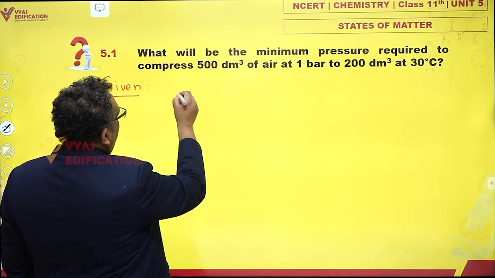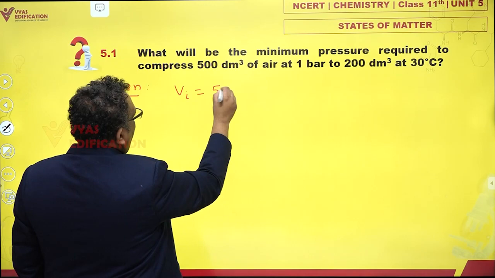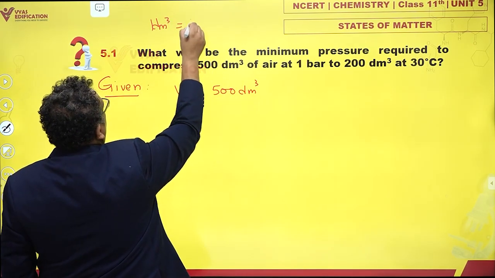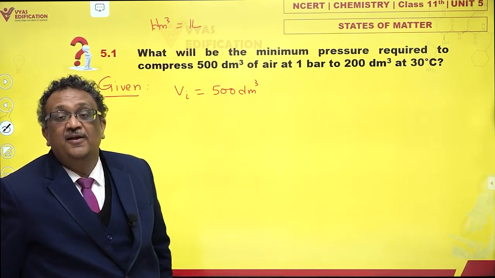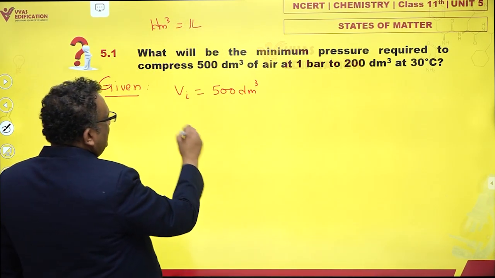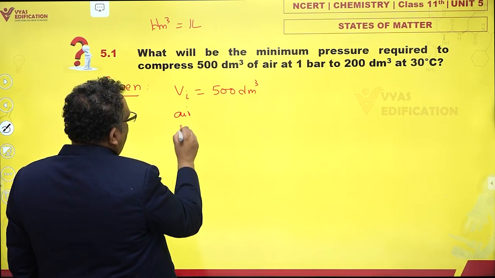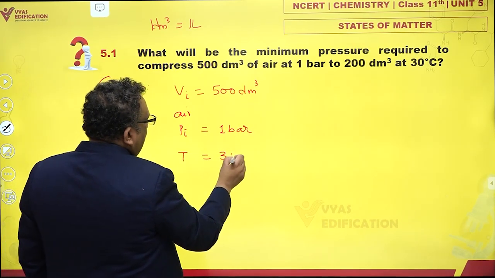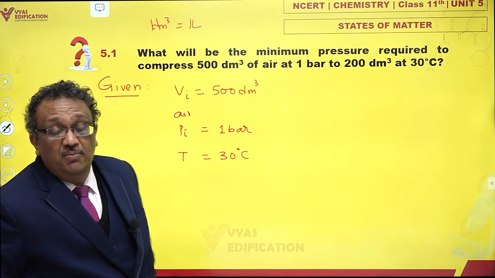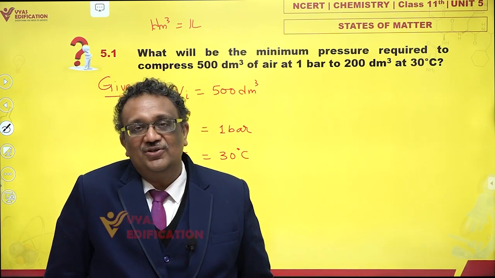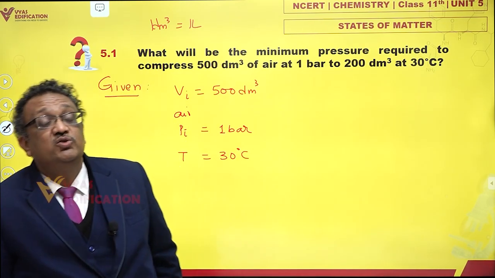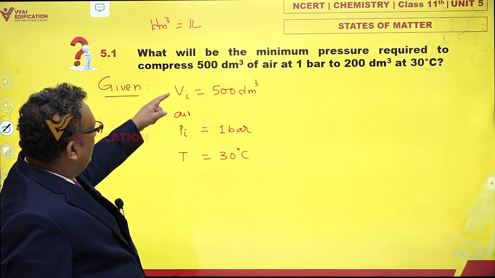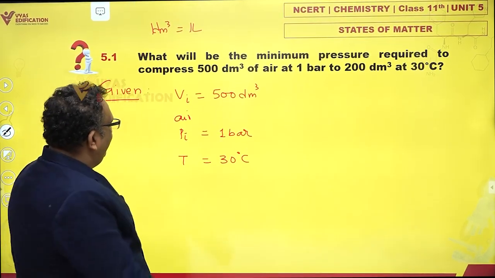Now what we have is V initial as 500 decimeter cube, and I hope you recall 1 decimeter cube is equal to 1 liter. So this is essentially 500 liters of air, at pressure 1 bar and temperature 30 degrees Celsius. And I hope you remember that when we are using any chemistry equation, degrees Celsius is absolutely useless. So we would need to convert that to Kelvin. But again, I'm just noting down what is given. Initial pressure, temperature, and volume is given.